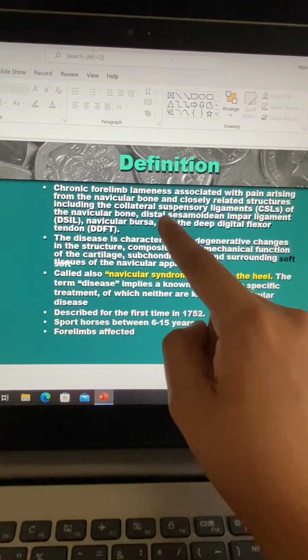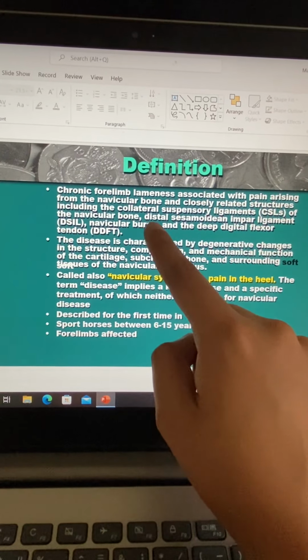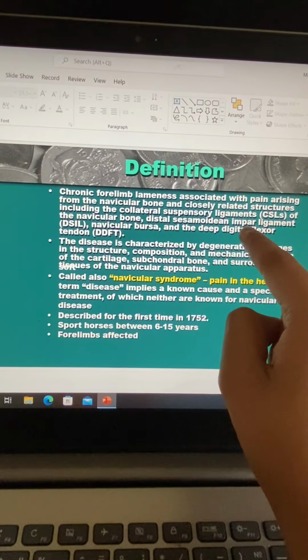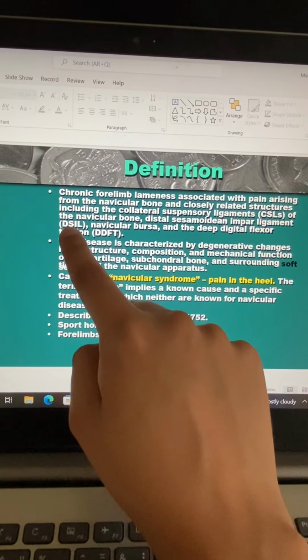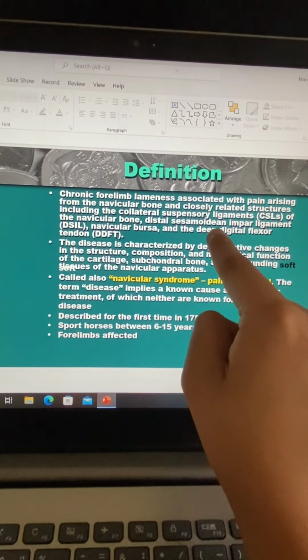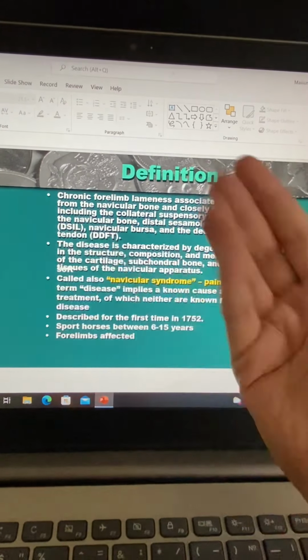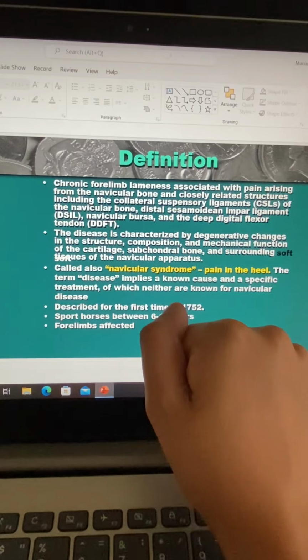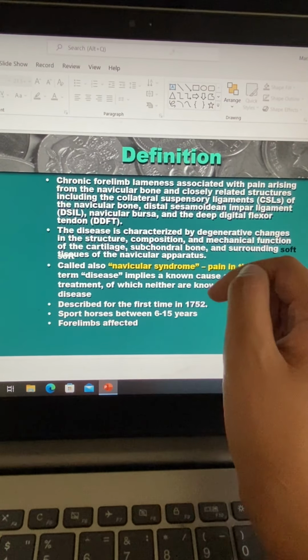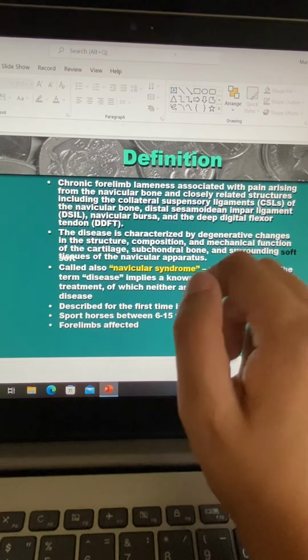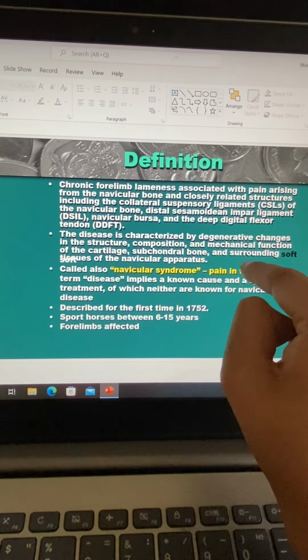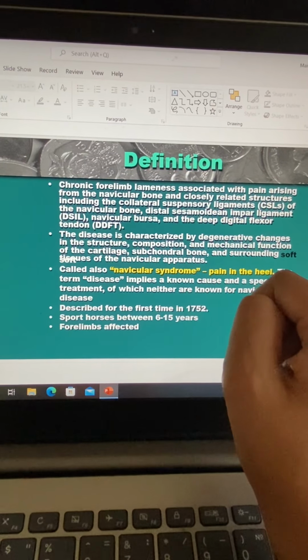So that includes the collateral suspensory ligaments of the navicular bone, the distal sesamoidean impar ligament. If you see distal, that's what this is. Then the navicular bursa, and the deep digital flexor tendon, which we already discussed with laminitis. You'll see degeneration of the structure and mechanical function of the cartilage, subchondral bone, and surrounding soft tissues of the navicular apparatus.